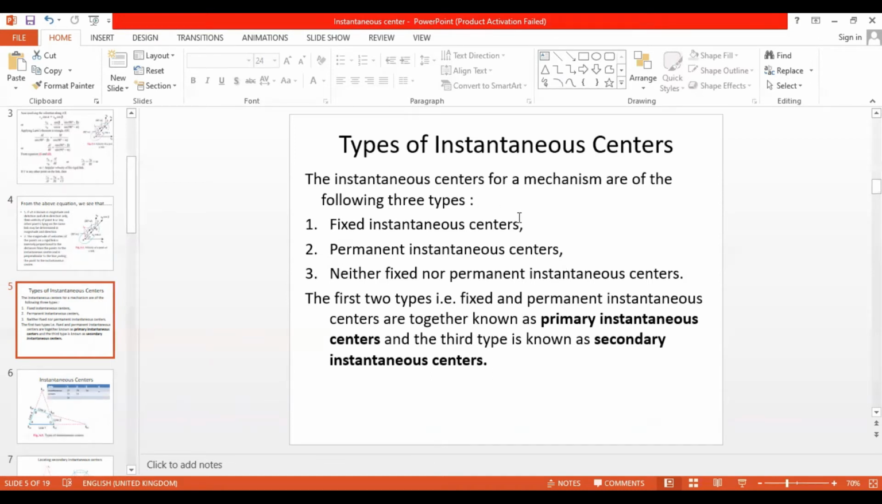Fixed and permanent, combined, we call them primary instantaneous centers. And the third one, neither fixed nor permanent, we call the secondary instantaneous center. So the first two types, fixed and permanent, are primary, and the third type is the secondary instantaneous center. Now we'll see how to locate those instantaneous centers.